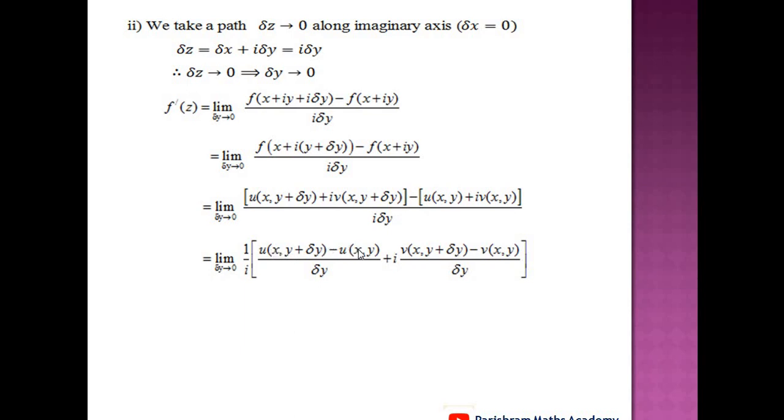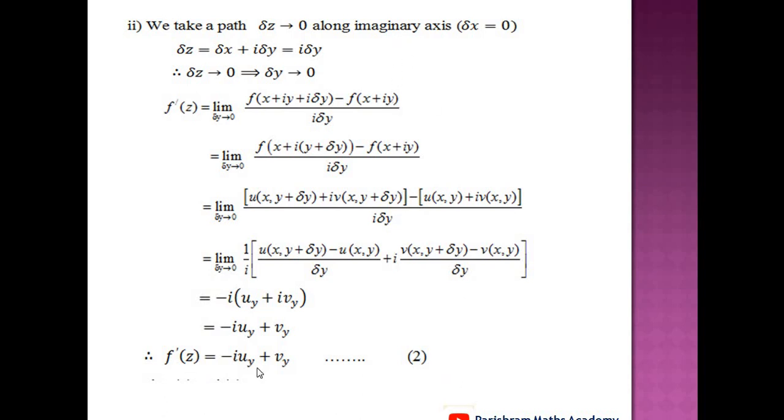Here the term of x is constant and the term of y is variable upon delta y, and as limit delta y tends to 0, by the definition of partial derivative, the value of this limit is nothing but the derivative of u with respect to y, and the value of this limit is nothing but the partial derivative of v with respect to y, that is uy plus i vy. Now we know that 1 upon i is the same as minus i, and therefore minus i into uy plus, here, minus i into i, that is minus i square. The value of i square is minus 1, therefore minus minus plus, here vy. Therefore f dash of z equals minus i uy plus vy. This is the value of f dash of z along the imaginary axis.